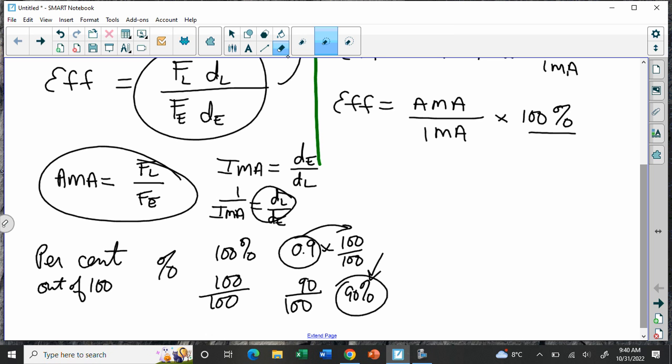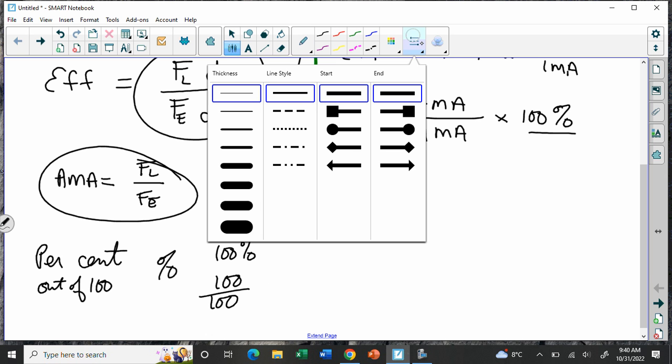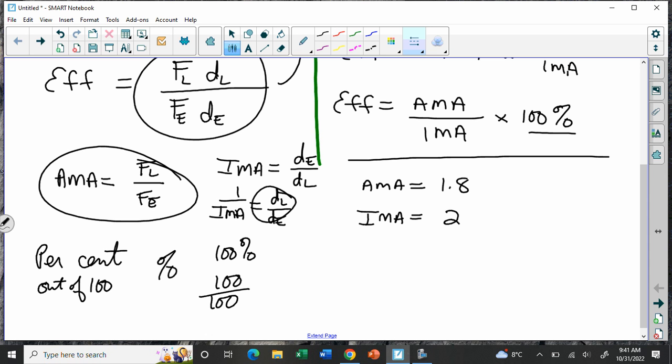So let's get rid of this so it doesn't get in our way. Okay, so let's look at an example. Let's say we did some work and we figured out that the AMA for some simple machine was 1.8. And then we did a bunch more work and we figured out that the IMA was 2. Right? Well, then we can calculate the efficiency very simply by writing the AMA divided by the IMA, and we can multiply by 1. Or 100%, 100 out of 100, just to change the form.